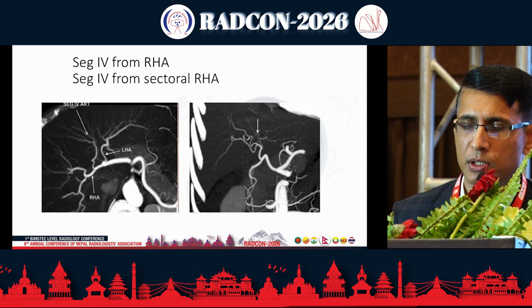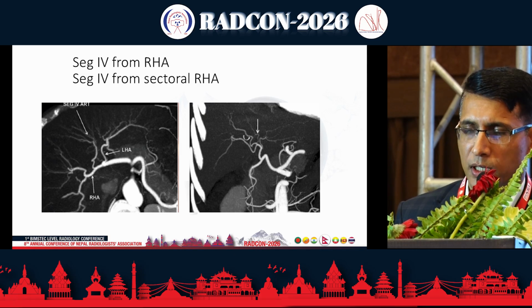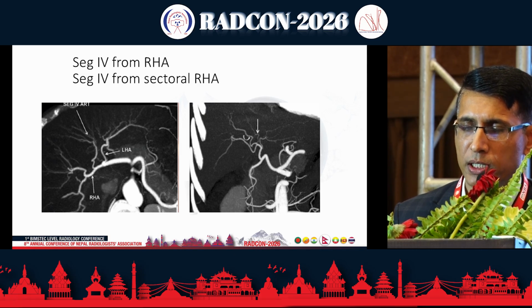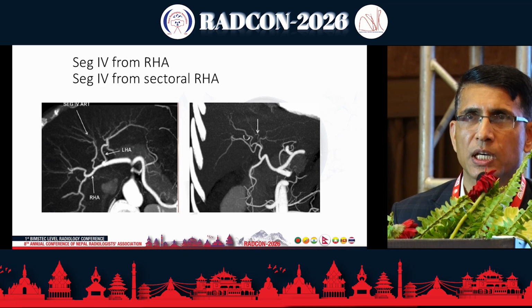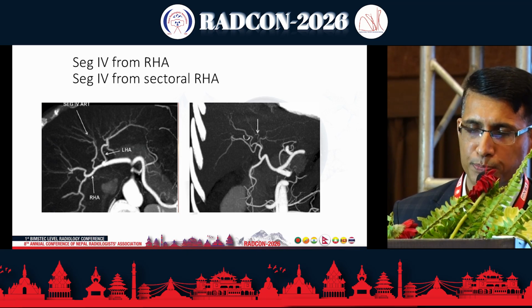We should preserve it. In the second case, we can see the segment 4 artery is arising from the right anterior segment branch. This patient is difficult because we have to preserve the segment 4 artery and we need 2 anastomoses. So this type of patients we usually exclude.